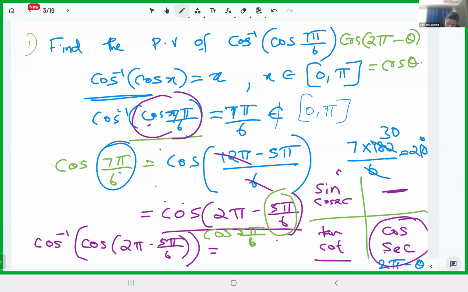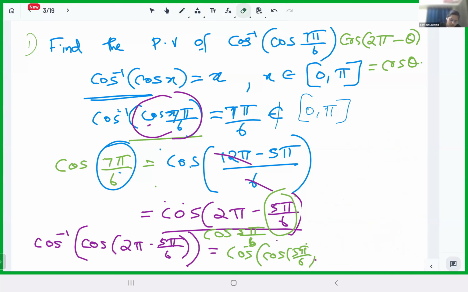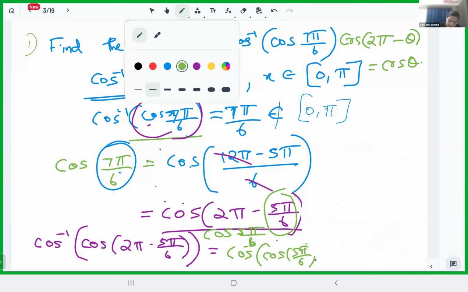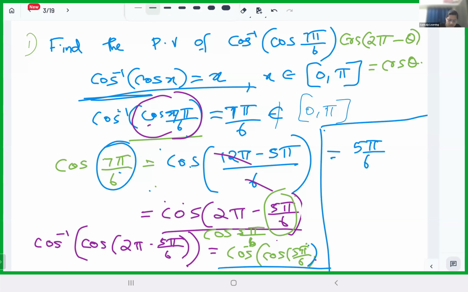Now this 2 pi minus 5 pi by 6, how can I write? Cos inverse of cos of 5 pi by 6. All right. So what is the answer? Cos inverse of cos of 5 pi by 6. We can apply the property cos inverse of cos x is equal to x, right? So that is equal to 5 pi by 6. Cos inverse of cos of 5 pi by 6 is equal to 5 pi by 6.